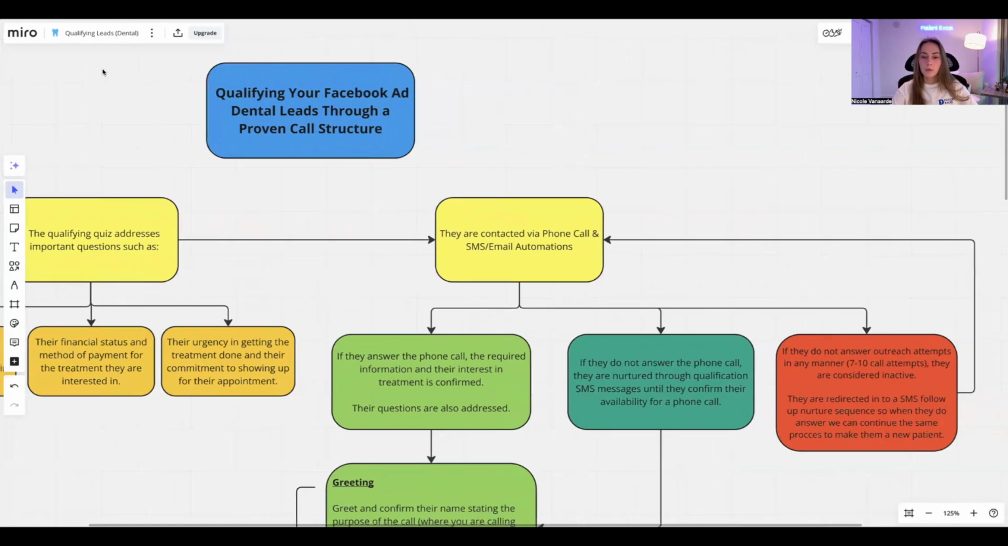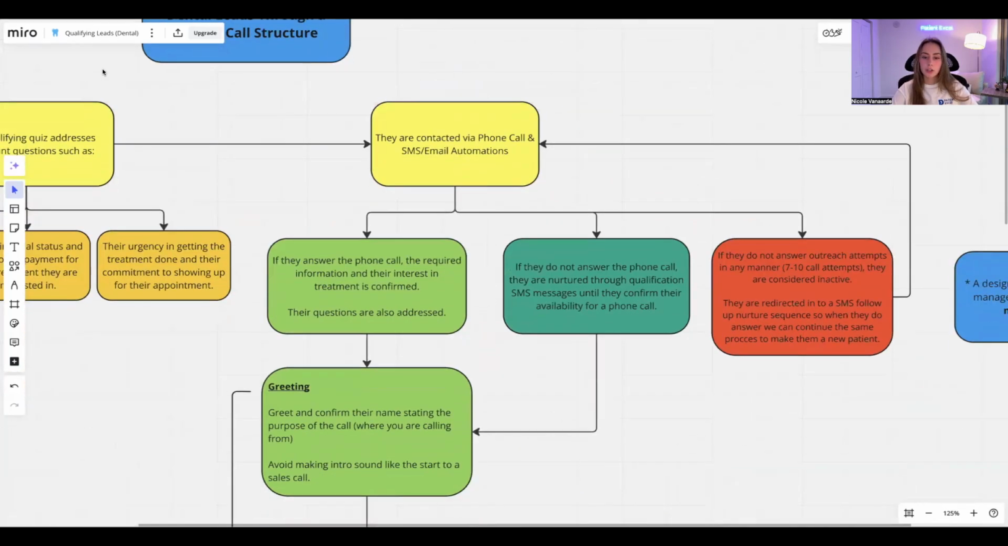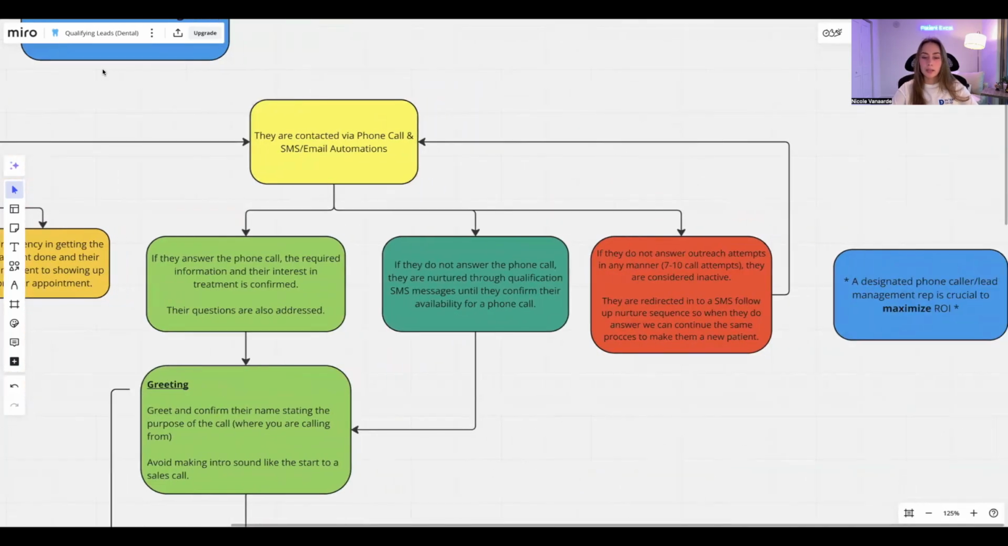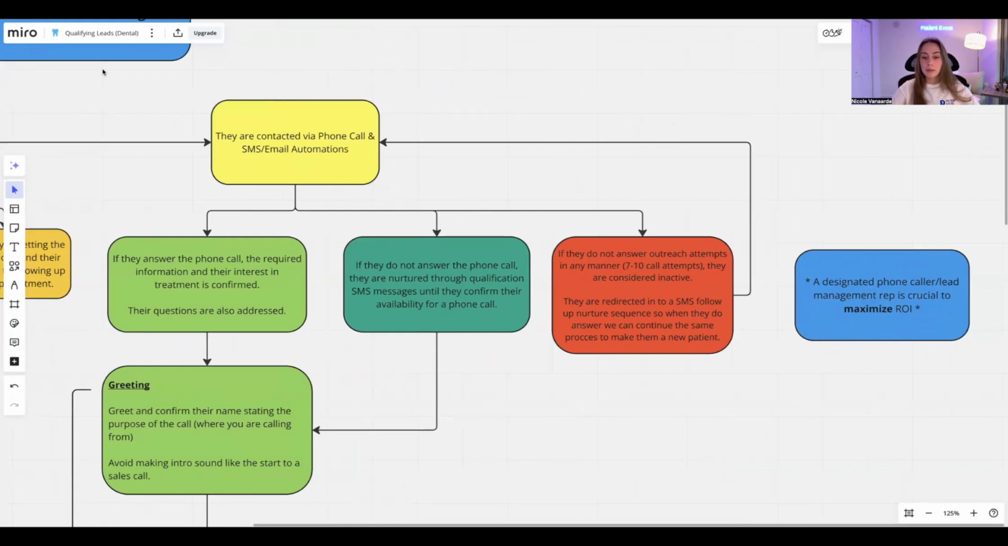As a side note, before really diving into the call structure, obviously not all leads will answer on the first call. So simultaneously, they should be receiving follow-up text messages to be reminded of what they opted in for, and if you have called a lead 7 to 10 times and you still have not gotten them to answer, they should then enter a text and email nurturing sequence.